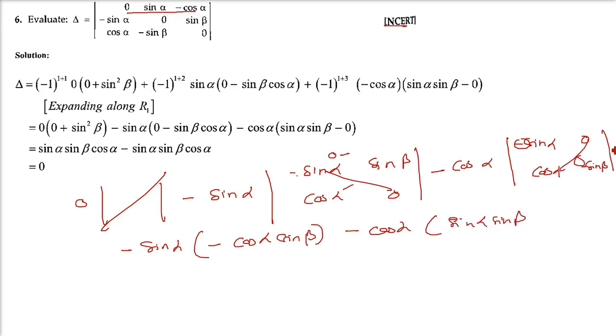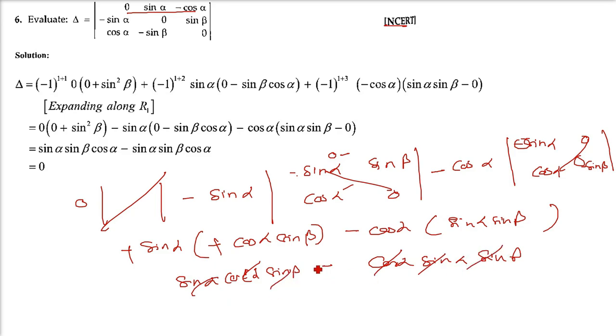And this is going to be 0, so just leave it. What this final will be, minus will be plus. So it will be sin alpha, cos alpha, sin beta. And the second part will be cos alpha, sin alpha and sin beta. Now you see, cos alpha is there, sin alpha is there, sin beta is there. So ultimately, it will be 0.